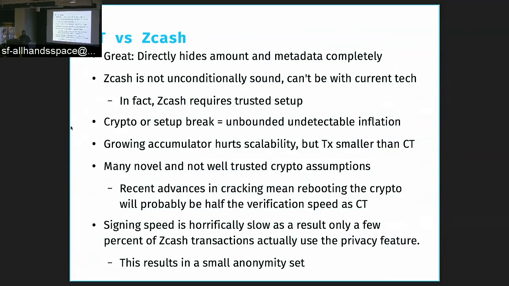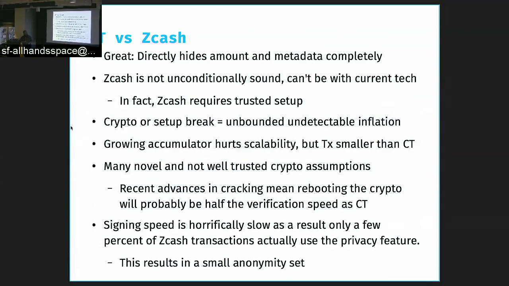There have also been recent advances in breaking the kind of crypto that's used in Zcash that will eventually require that they upgrade to larger curves at a minimum. Because right now they have somewhere in the order of 80 to 96-bit security, which isn't really considered all that strong. And particularly with those upgrades, their verification speed, right now it's about on par with CT, would be half, maybe a quarter after those upgrades in the future. So verification's comparable to CT, but a bit slower.